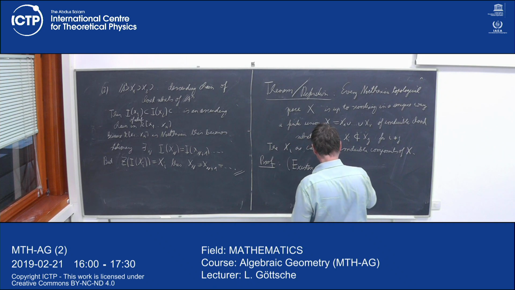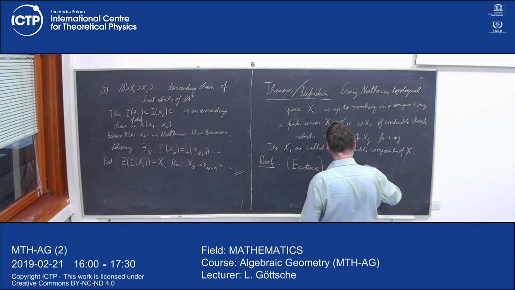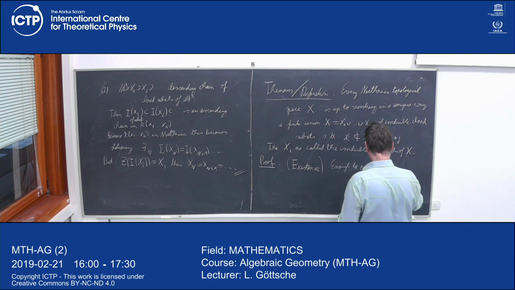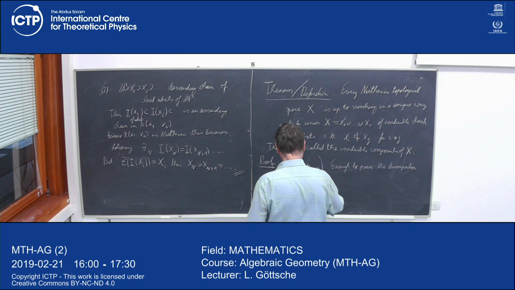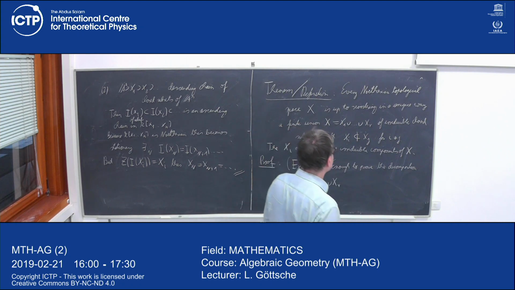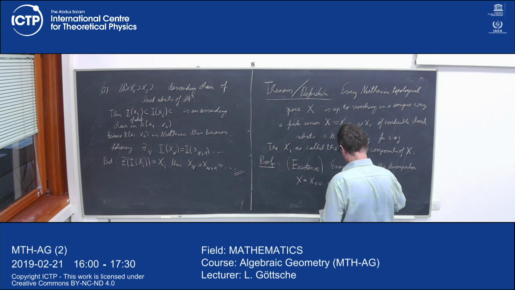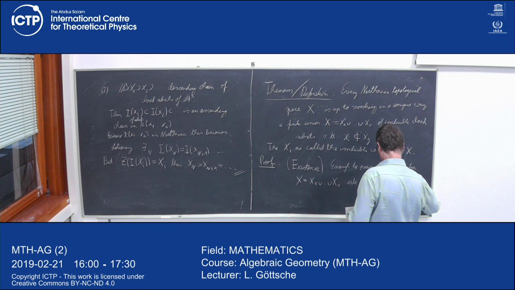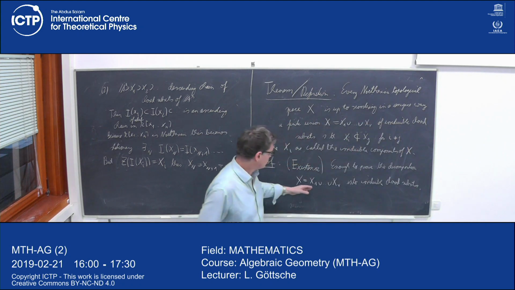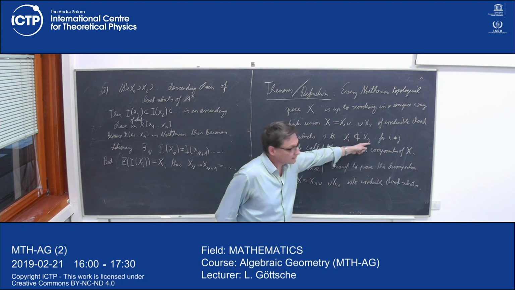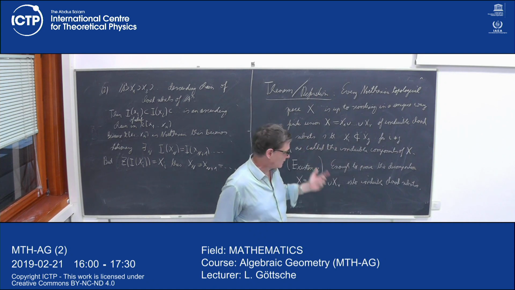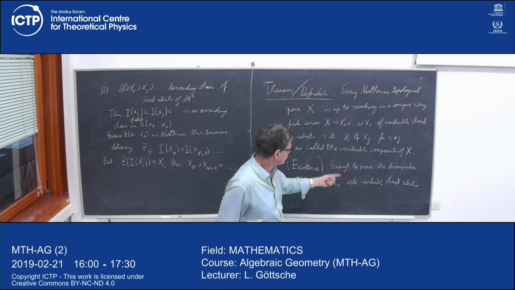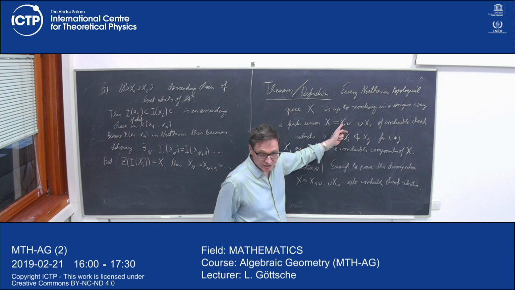I claim it's enough to prove the decomposition X equal to X1 union ... union Xr into irreducible closed subsets. Once I have such a decomposition into irreducible closed subsets, this condition is trivial to achieve. Whenever one of these is contained in another one, I throw it away. Then the union of them will still be the whole thing, because the one I've thrown away was contained in another, so the union doesn't change.